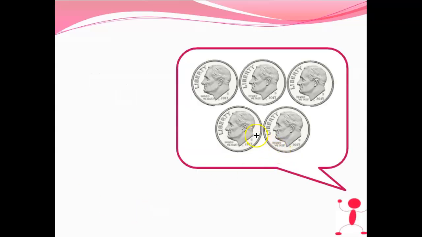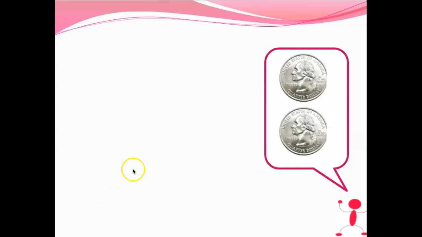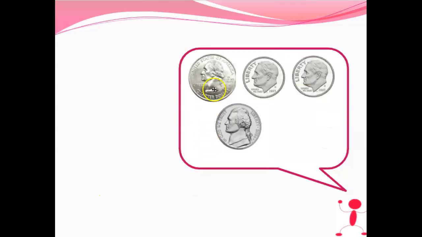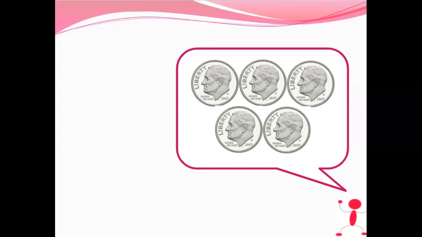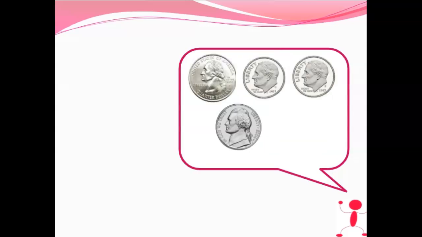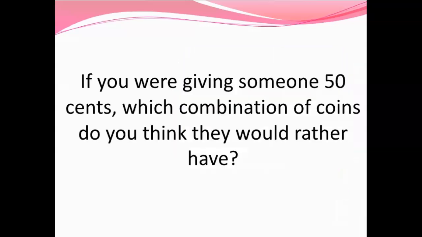This was one way. I did 5 dimes: 10, 20, 30, 40, 50, 50 cents. Another way was 2 quarters: 25, 50. And another way was a quarter, so 25 plus 5 more is 30, 40, 50. So those were 3 different ways that all made 50 cents.